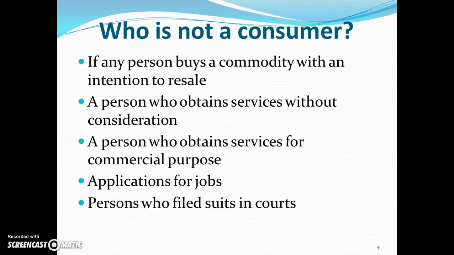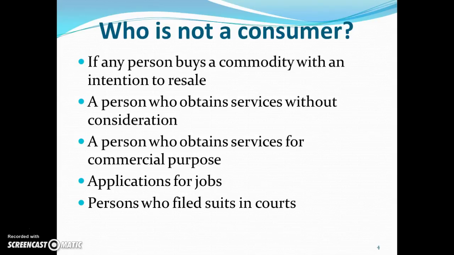A person who obtains services without consideration. Suppose I go to someone and I took some services from a person and I didn't pay for them, so I will not be considered a consumer. The third point is a person who obtains service for commercial purpose. It's similar to the first point, wherein I bought something and I'm using it for commercial purpose, then I'm not a consumer because I'm not directly using the services or the goods. I'm using it for commercial purpose.